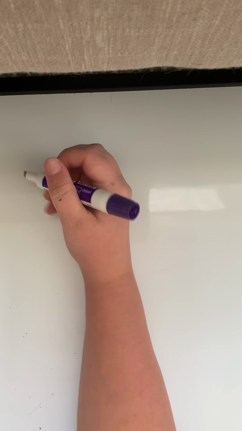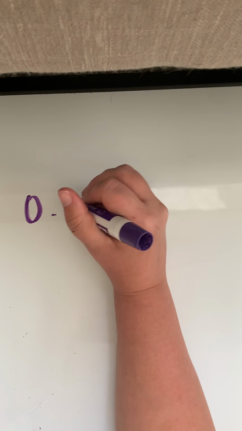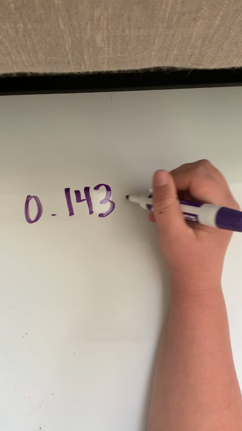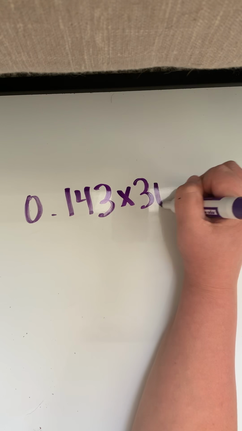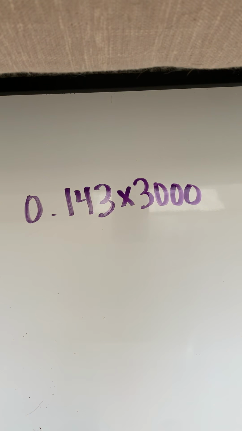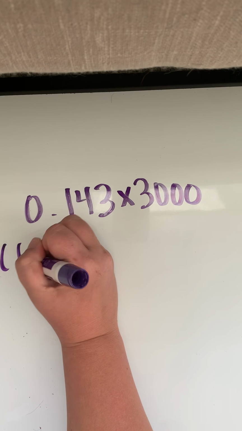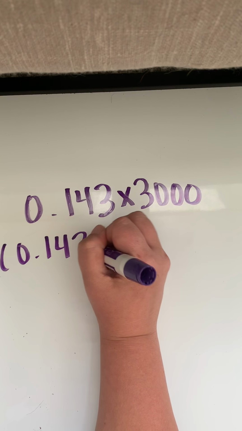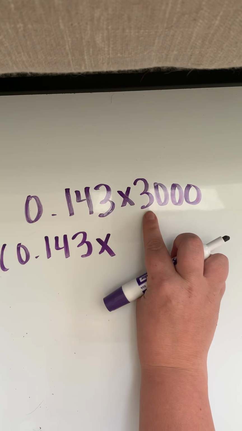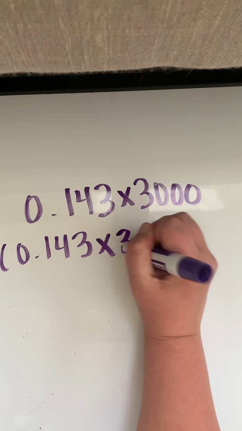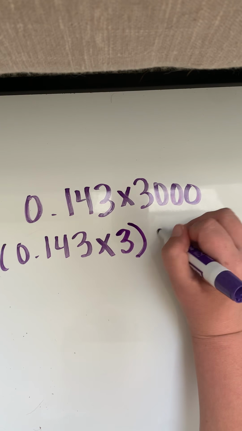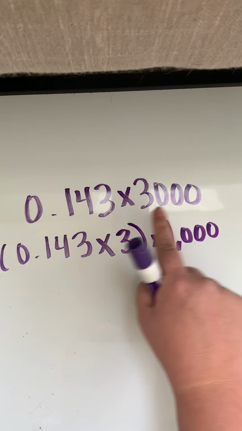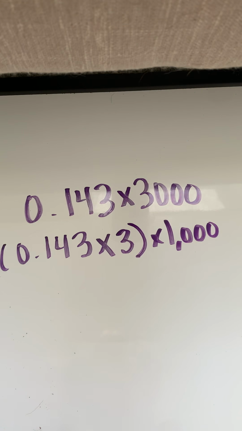Excellent job, guys. So we have 0.143 times 3,000. I can't do my 0 trick yet because this is not broken down into the thousands yet. I have a 3,000, so I can't do my trick. So let's go ahead and break this down. So I'm going to do 0.143 times my 3, because that's in my thousands place. And then I'm going to take all of that and I'm going to multiply it by 1,000, because that's the place value that we're going to here.